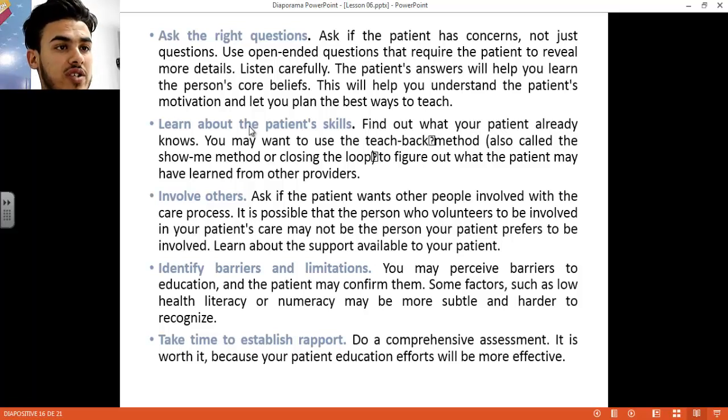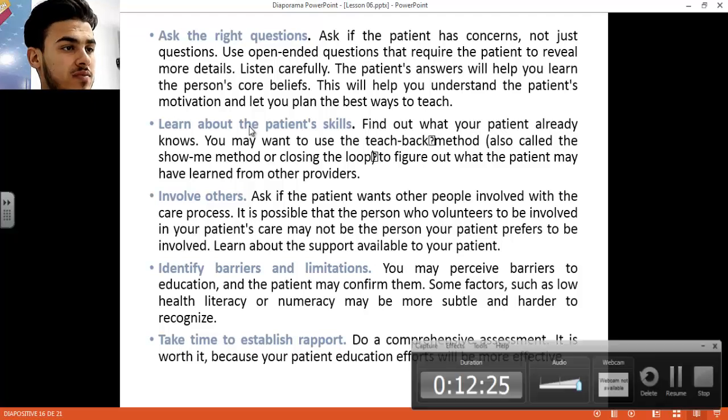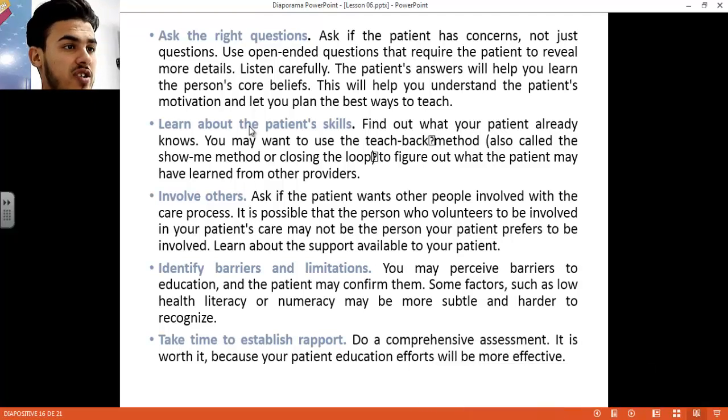Learn about patient skills. Find out what your patient already knows. You may want to use the teach-back method, also called the show-me method. This is a method between the patient and the nurse in which each party tells the other about what they know, to figure out what the patient may have learned from other providers.